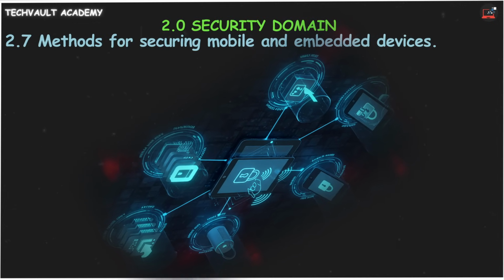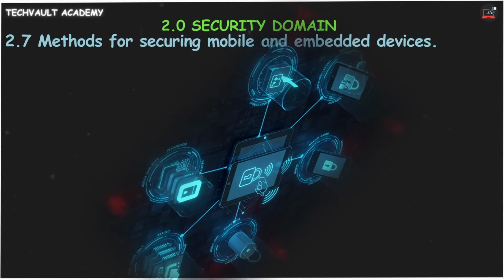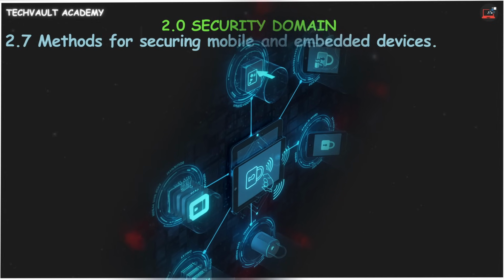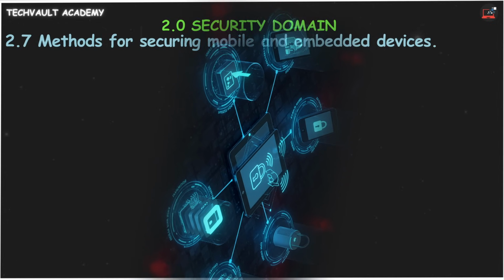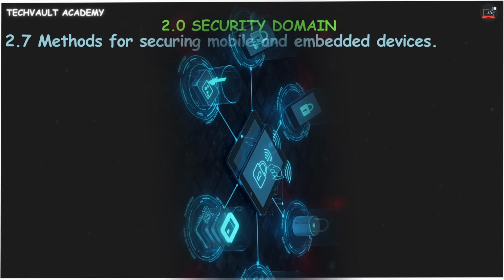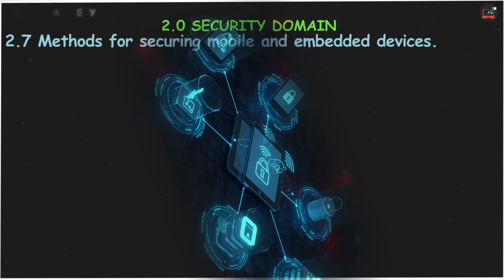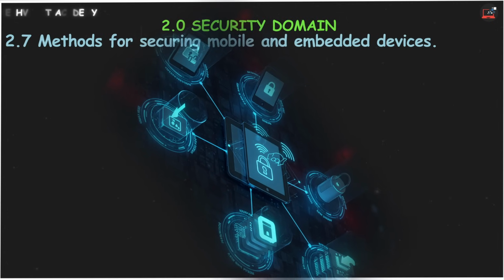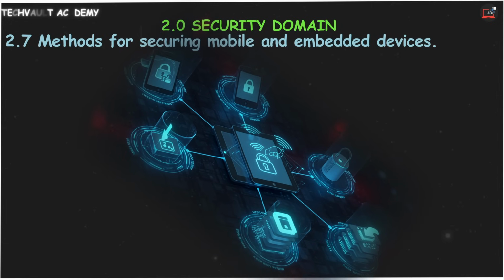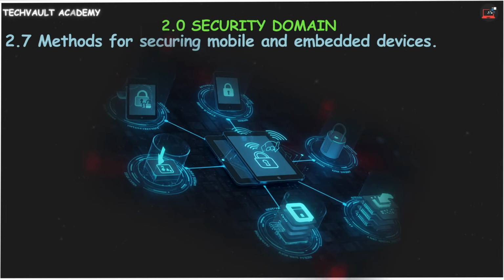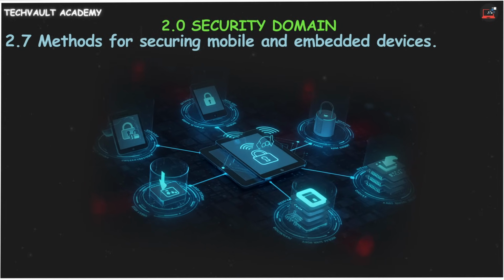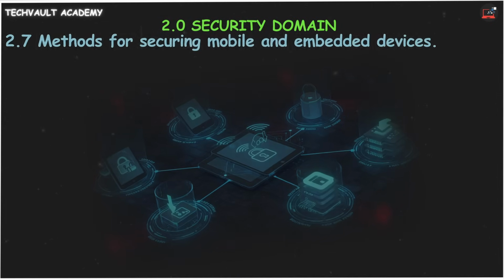Know how locator apps and remote wipes work. Regularly update Android and iOS devices. Understand the terms jailbreaking and rooting. Secure IoT devices by using strong passwords, encryption, updates, and network segmentation. By implementing these security measures, you can significantly reduce the risks associated with mobile and embedded devices.